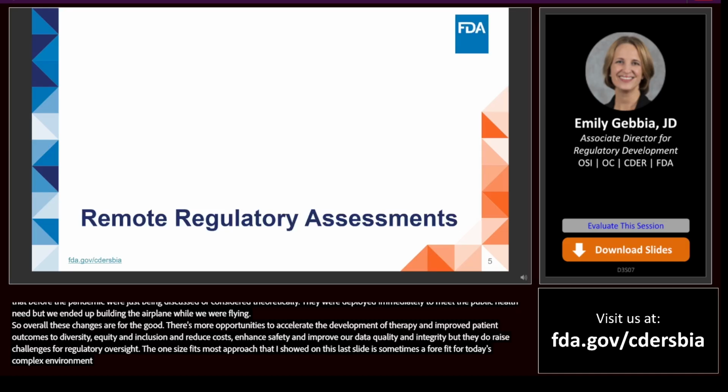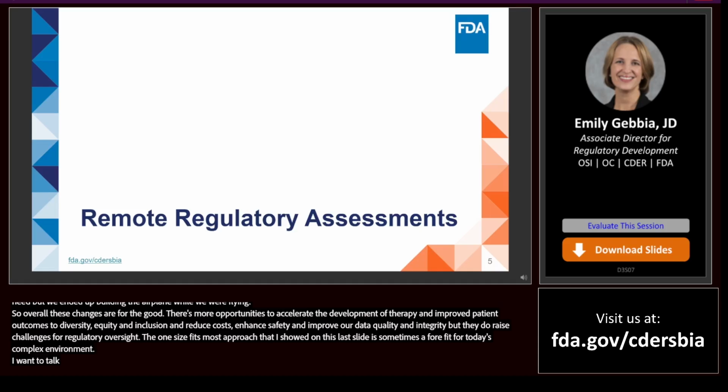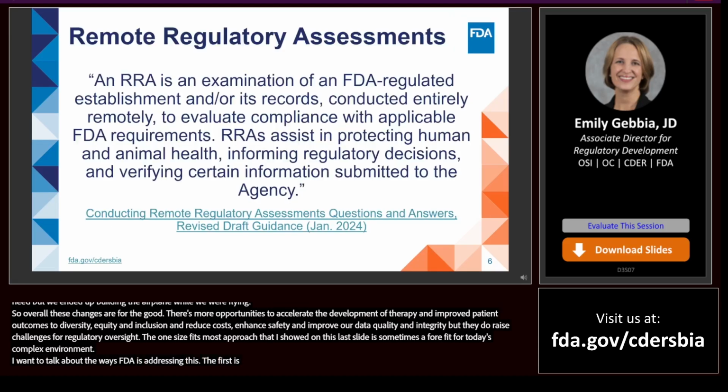And the first is through remote regulatory assessments. So FDA issued a revised draft guidance on conducting remote regulatory assessments, or RRAs, in January 2024. The guidance explains that an RRA is an examination of an FDA-regulated establishment and/or its records conducted entirely remotely to evaluate compliance with applicable FDA requirements.